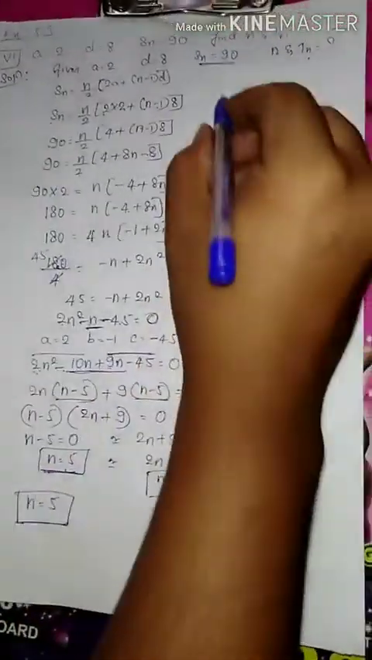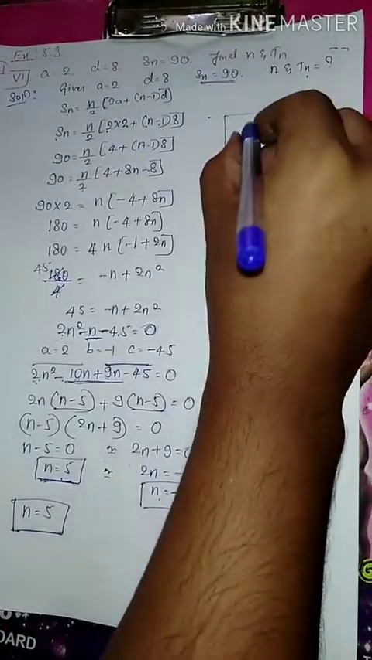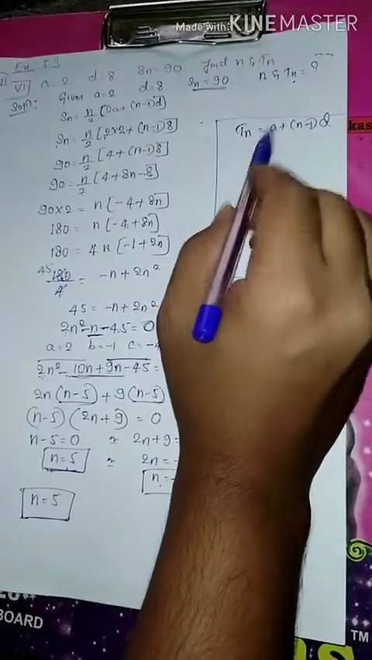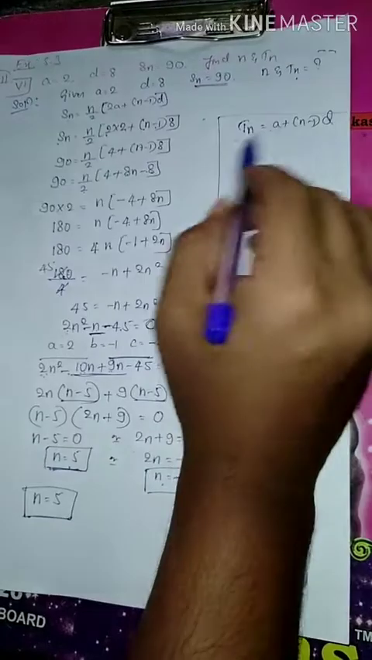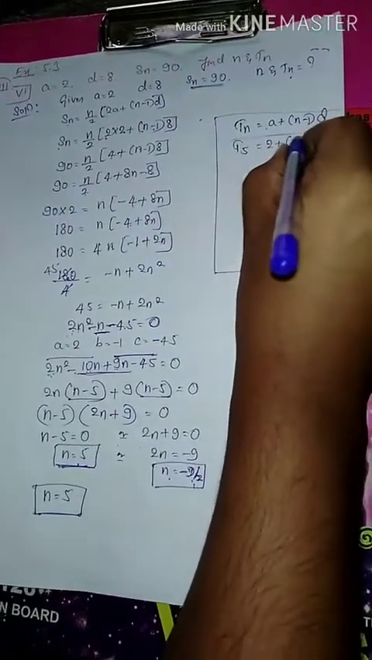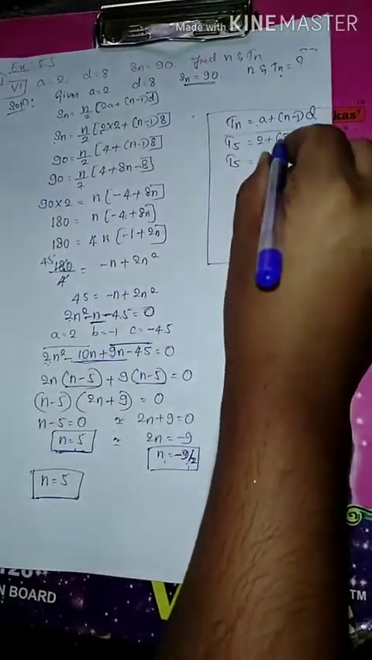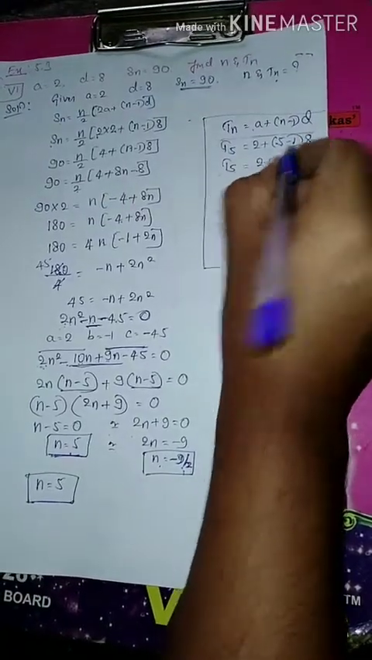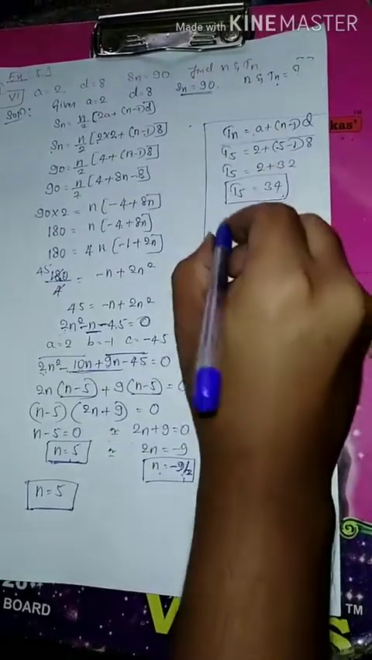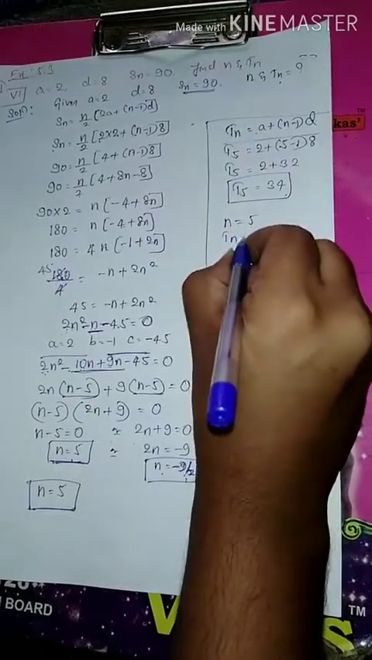Now we need to calculate the Tn value. We know the formula Tn is equal to a plus n minus 1 into d. Now put a, d and n value in this formula. T5 is equal to 2 plus 5 minus 1 and d is 8. So T5 is equal to 2 plus 5 minus 1 is 4, 4 8s are 32. So T5 is equal to 34. Therefore n is 5, and Tn is equal to 34.